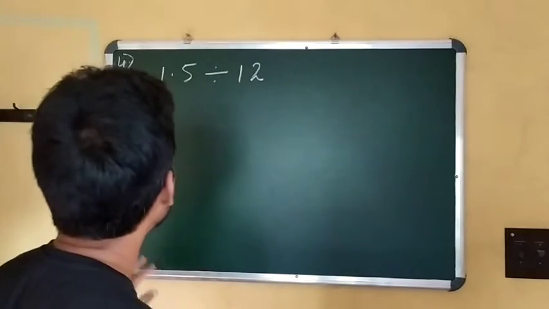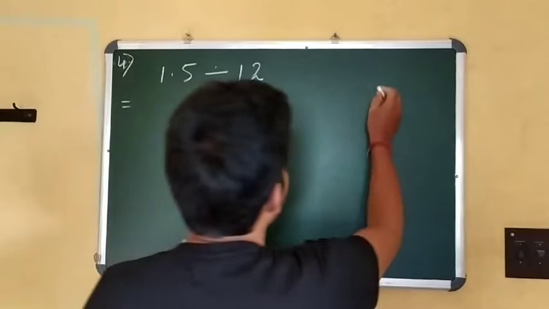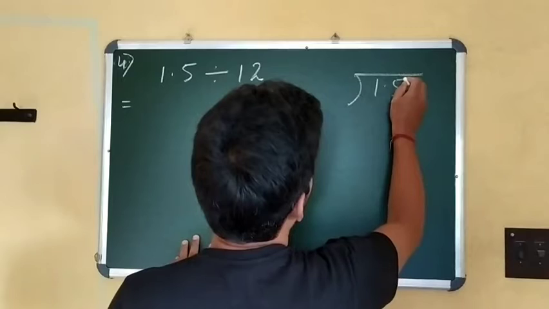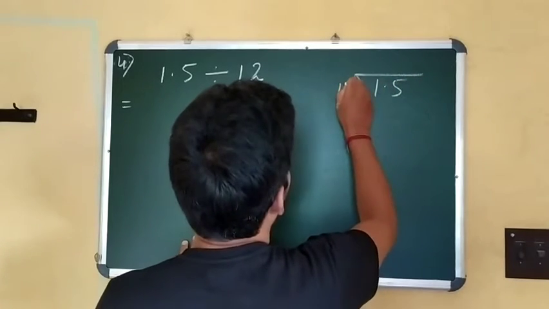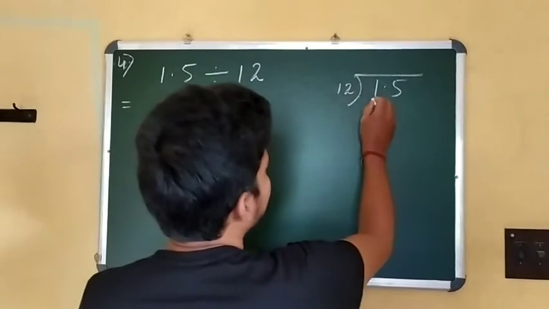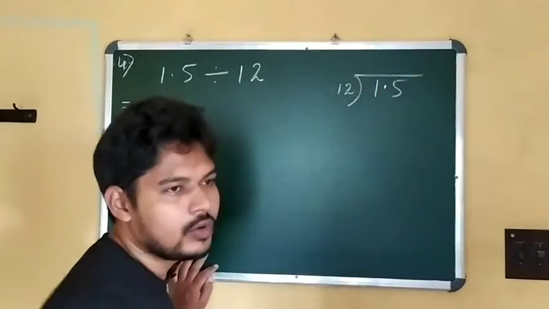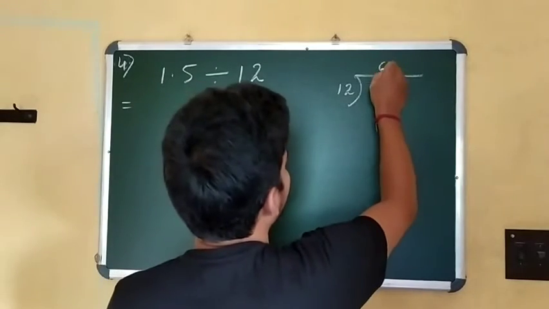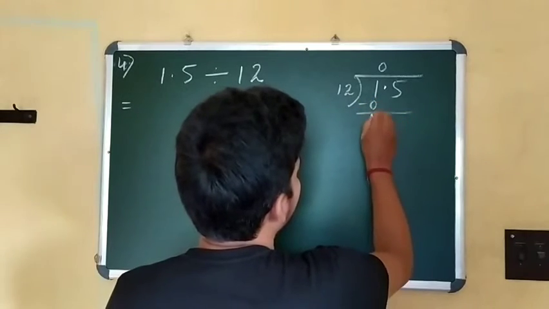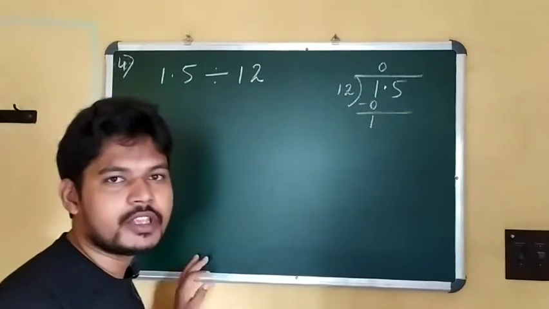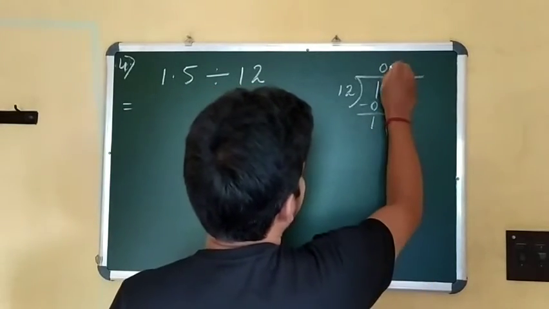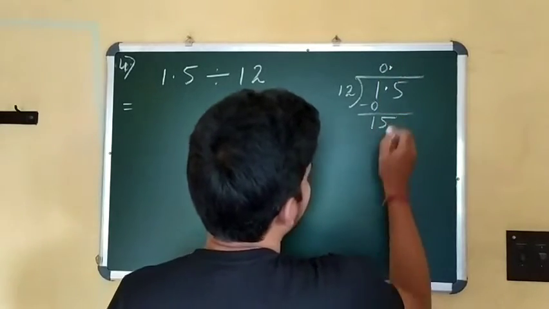At first, as you know what to do, at first here you write down the division format, 1.5 divided by 12. So you can see that 1 is written at the whole number place. At first you have to multiply 0 with 12, then you get 0, minus, we get 1. Then what to do? You have to shift the decimal point at the quotient place. Then after shifting the decimal point, 5 comes down.